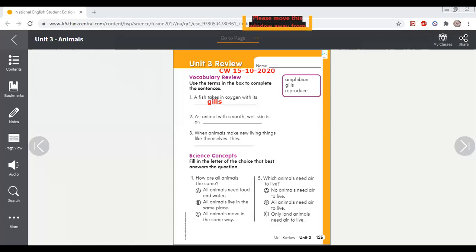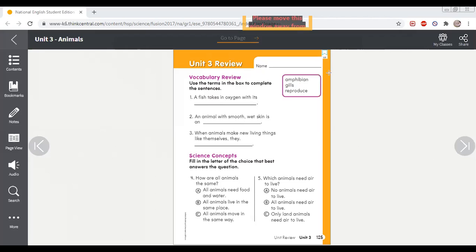Now, number 2, an animal with smooth, wet skin is an dash. So, what do you call the animal who has a smooth and wet skin? Is it amphibian or is it reproduce? We already finished gills, so let's cross it out. So, is it amphibian or is it reproduce?